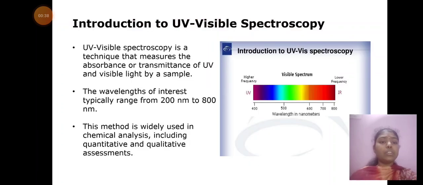Introduction to UV visible spectroscopy. UV visible spectroscopy is a technique that measures the absorbance or transmittance of UV and visible light by a sample. The wavelengths of interest typically range from 200 nanometers to 800 nanometers. This method is widely used in chemical analysis, including quantitative and qualitative assessments.